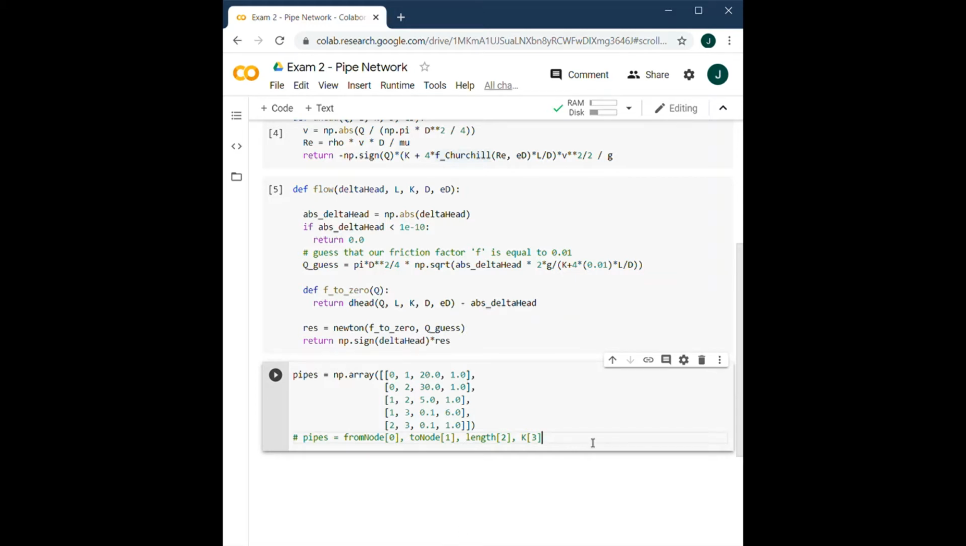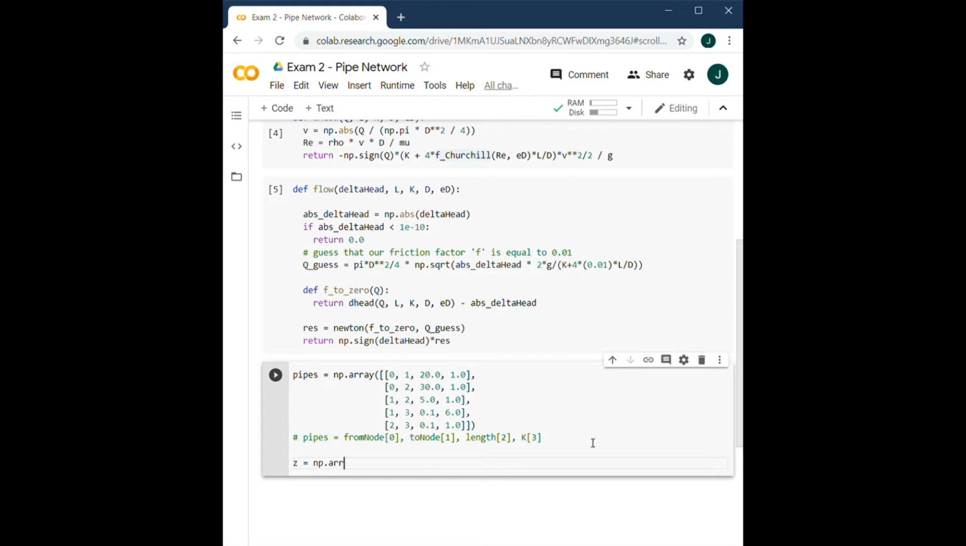Okay, so after we have our array of pipes, what we're then going to do is add in the rest of our given information. We're going to create an array that houses all the heights of the nodes. We're going to call this Z, because Z is our usual value for vertical displacement.